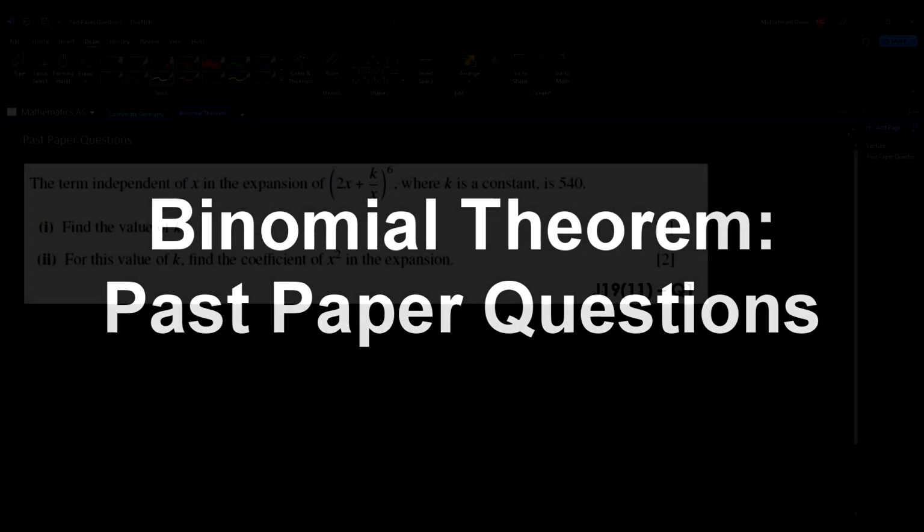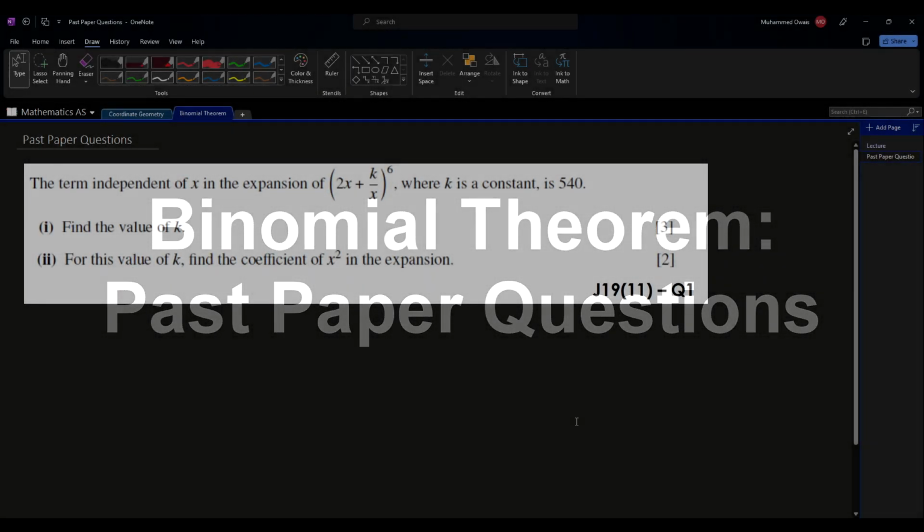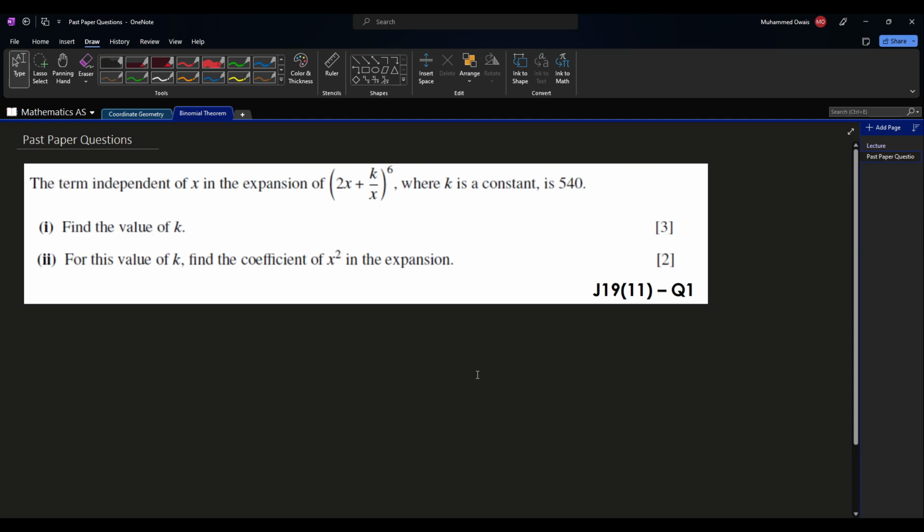Hey there everyone, today we'll be doing a few past paper questions of the chapter Binomial Theorem. On your screen right now is a past paper question from the year 2019, May-June, paper 11, question 1. So then, let us solve this question and see how it goes.